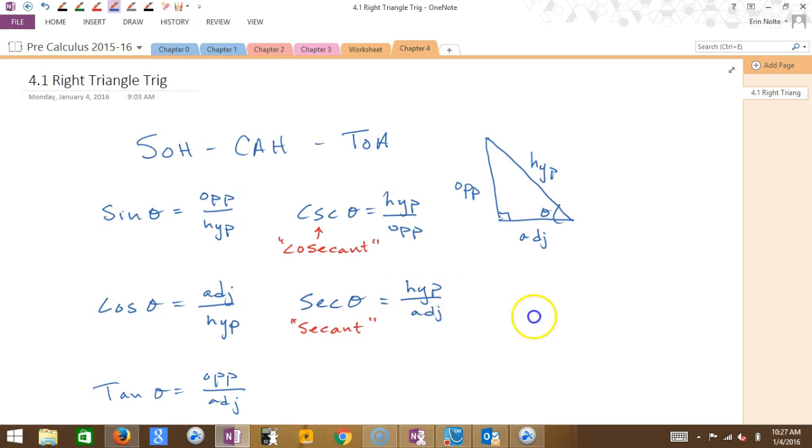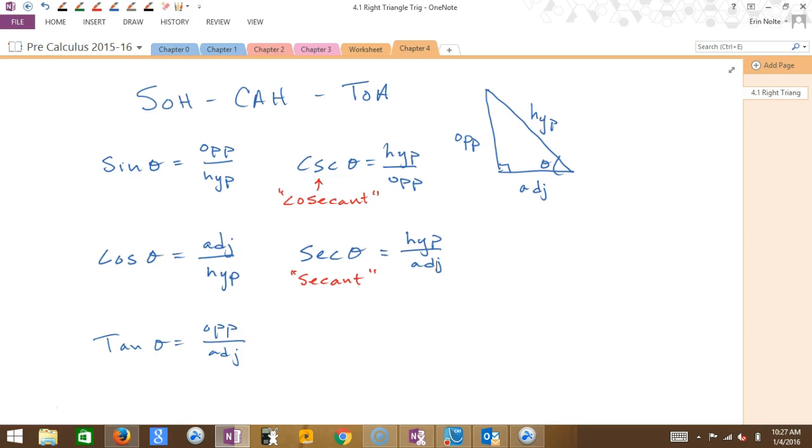Anybody know the reciprocal of tangent? Cotangent, very good. So we say COT for cotangent. So what is cotangent equal to? Adjacent over opposite, very good.